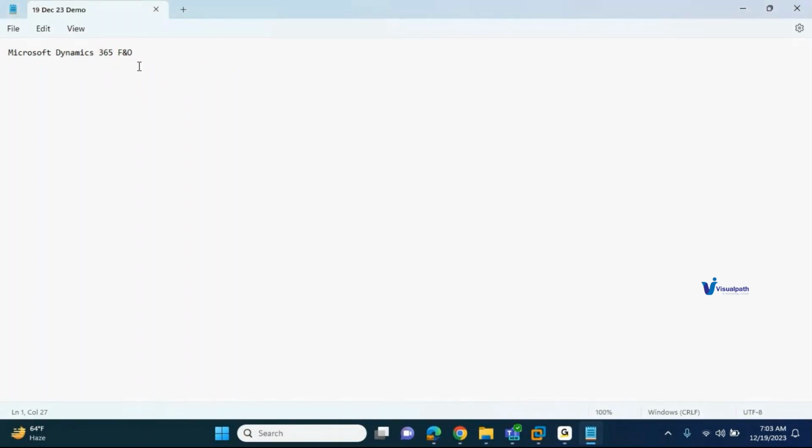Microsoft Dynamics 365 F&O is the application name you are going to learn. In this, you are going to learn the finance functional consultant role. So if you want to learn this application, what is the qualification required? If you completed your 10th standard, that is enough. You can learn this application.